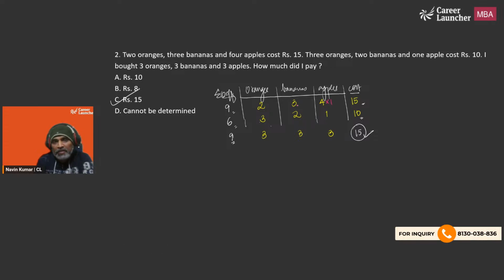In order to make 11, 3 plus 8, right? 3 into 1 plus 2 into 3. No, 2 into 4. 8 plus 3, 11. 11 plus 4, 15. If this is the price that we have assumed, then the next equation should also give the same, but you will realize that it exceeds 10, right?